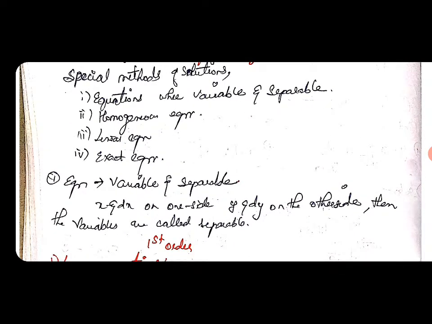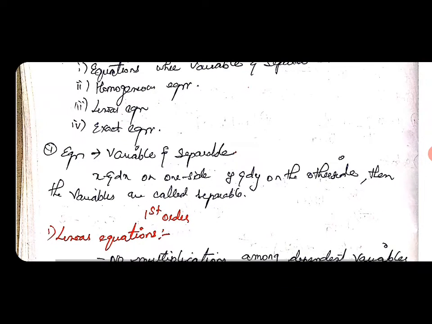We can identify variable separable equations by keeping x and dx on one side and y and dy on the other side. When we can do this, it is said to be a variable separable method.